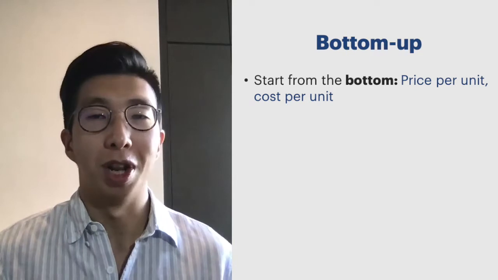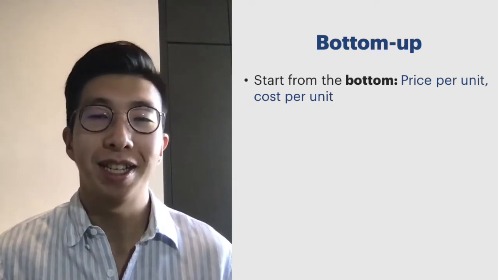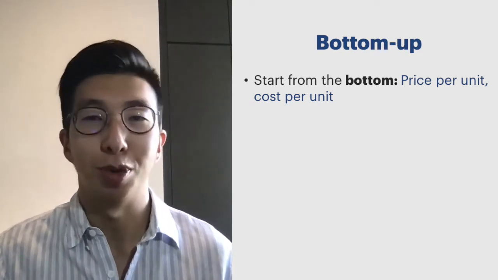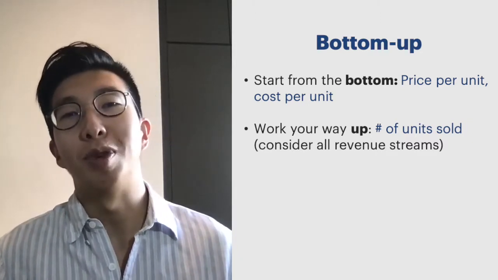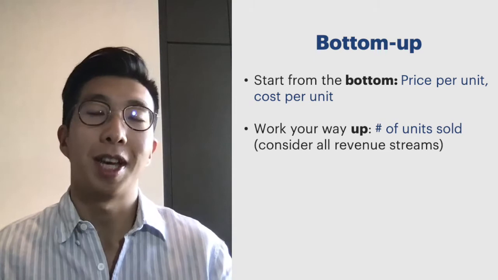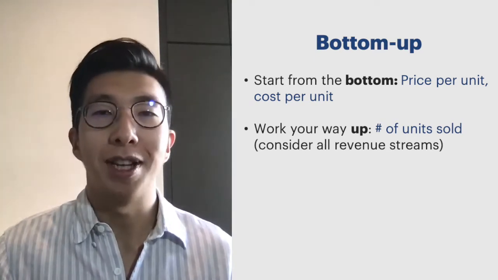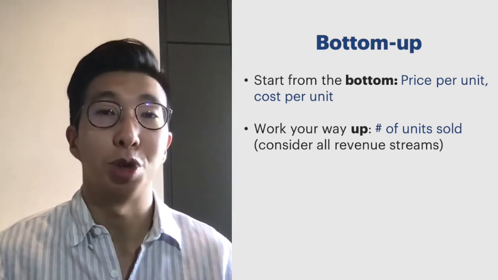The second approach, called the bottom-up, is probably what many of you are more familiar with. In this method, you start at the unit level. You figure out what the price is, and you figure out what the cost per unit is. From there, you work your way up by calculating the number of units that your client can realistically sell. And keep in mind that in this part, it is important to consider multiple streams of revenue.